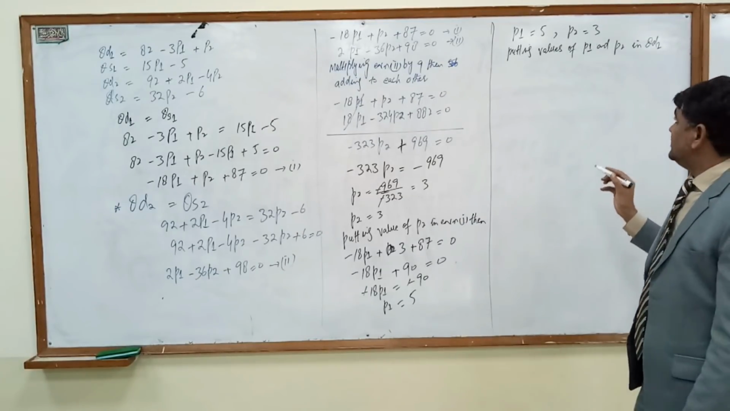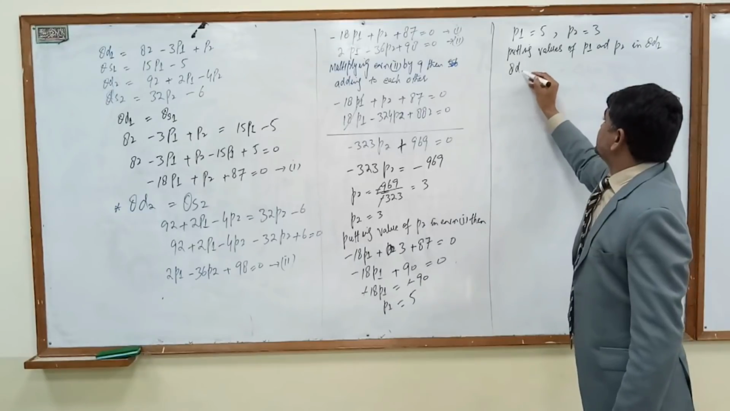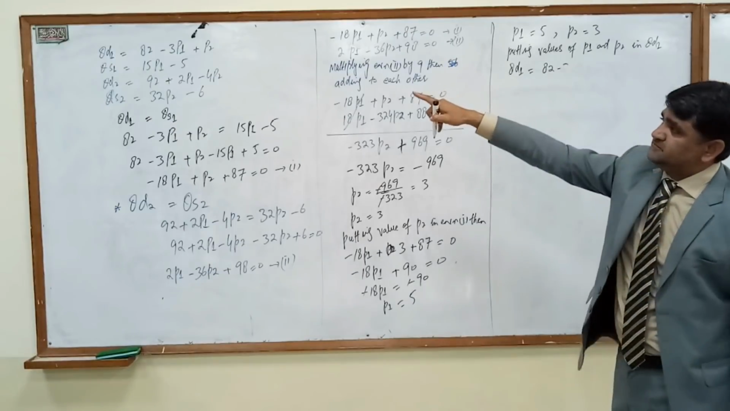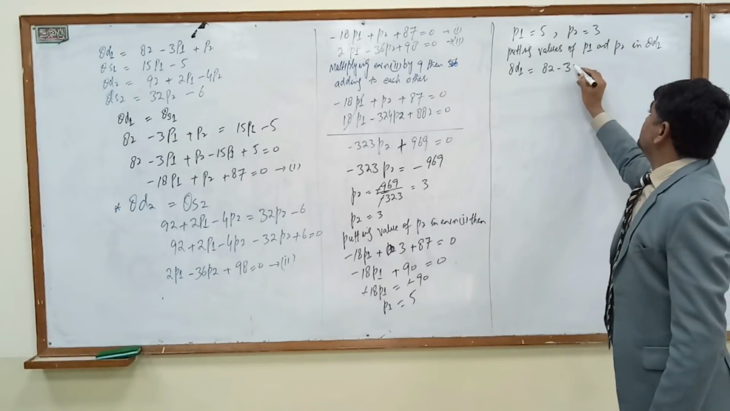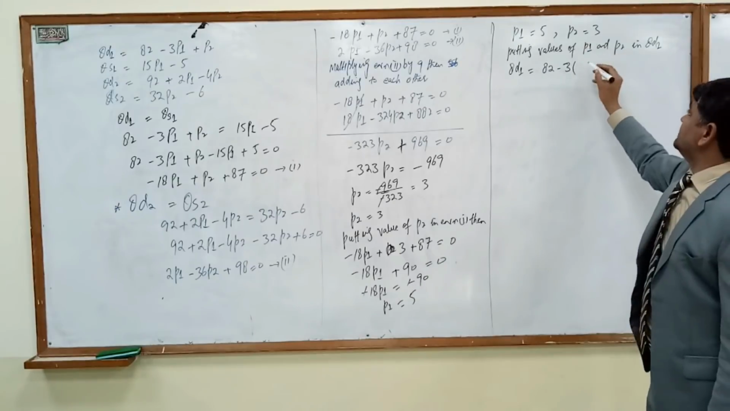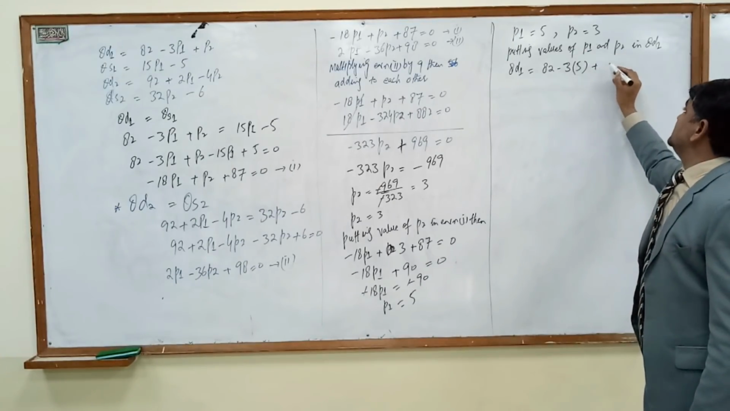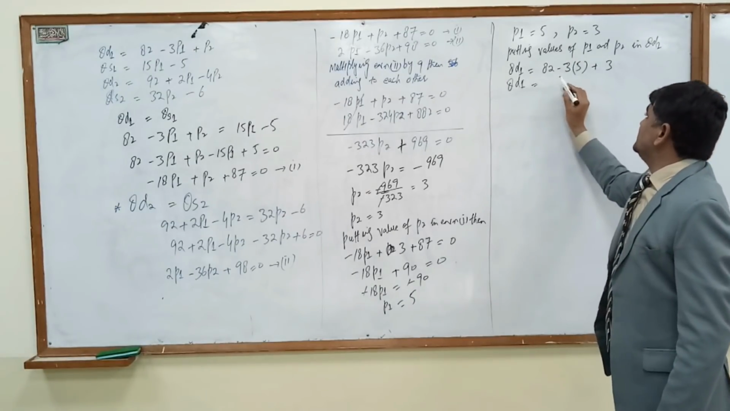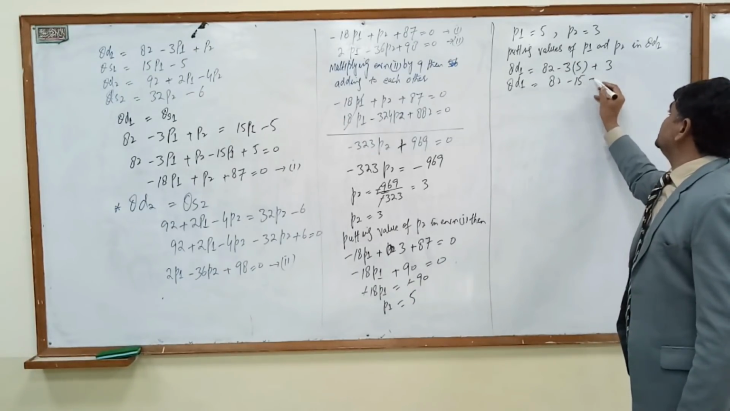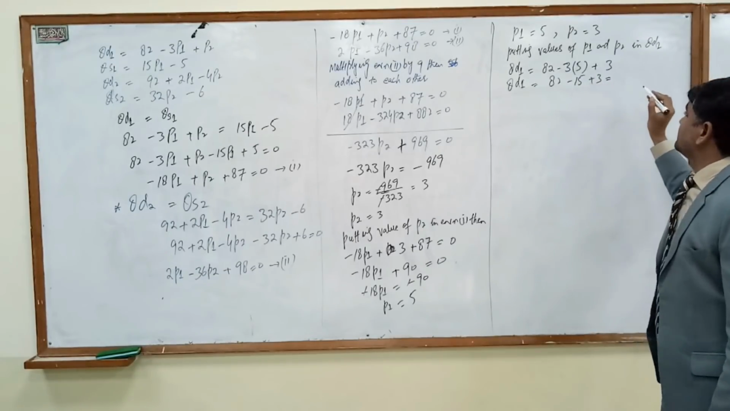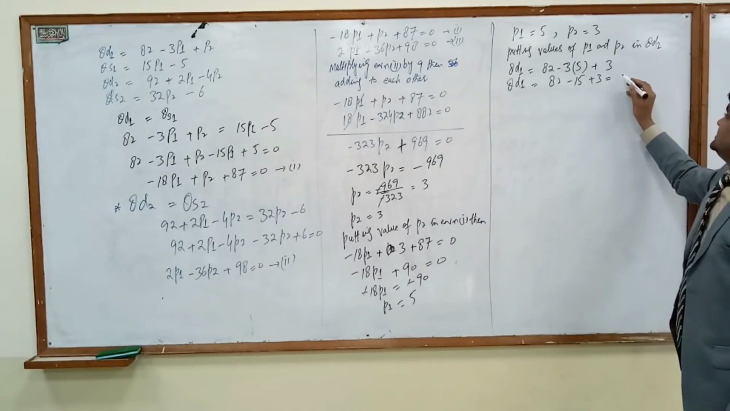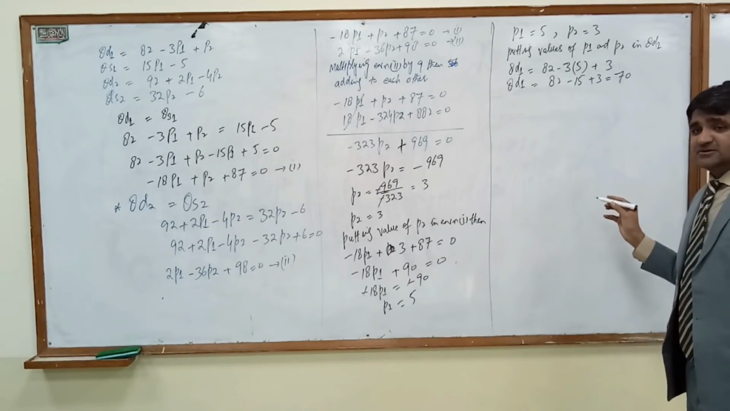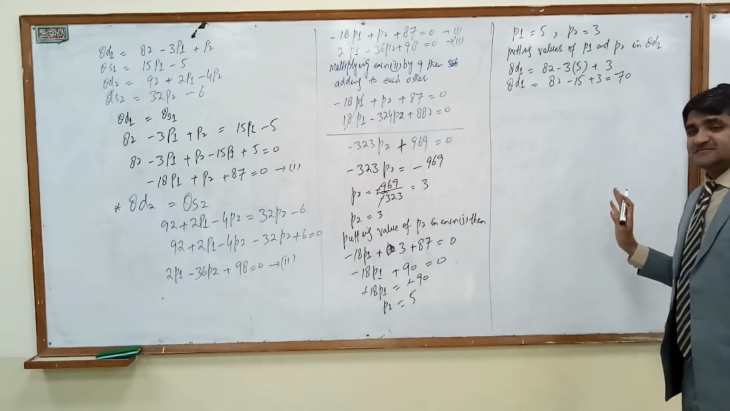In QD1, what is QD1? 82 minus 3P1 plus 3. What's the value of P1? 5. So QD1 is equal to 82 minus 15 plus 3. What's the value? Sir, total is 70. Total is 70 units. Here I have a question.